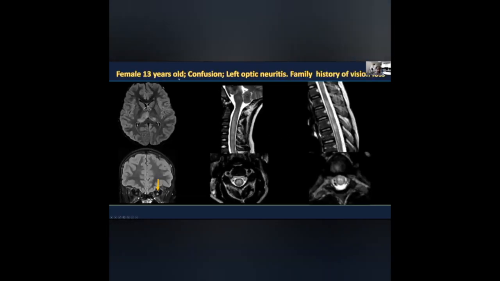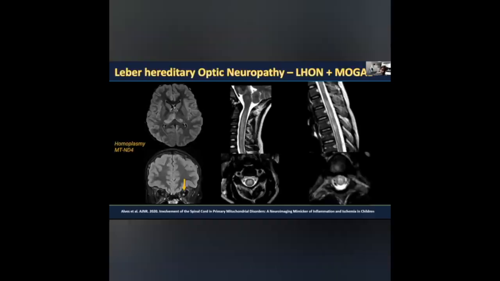But in this particular patient, we were looking at the family history. So remember that I said there is a family history of vision loss. So we moved to evaluation of potential pathogenic variants related to Leber. And this patient was also confirmed for Leber hereditary optic neuropathy. So remember that sometimes you may see an association between inflammatory disorders and mitochondrial disorders. So this was a case that was confirmed as LHON plus MOGAD.